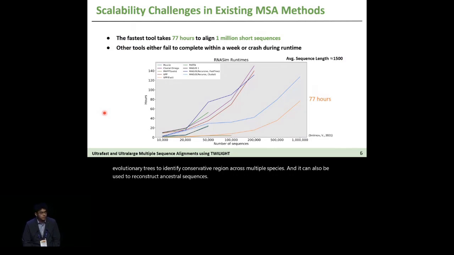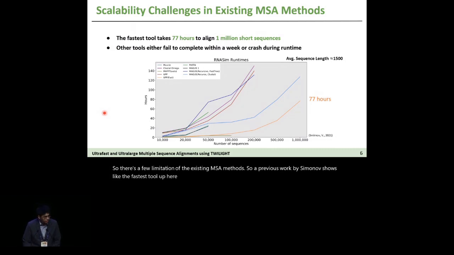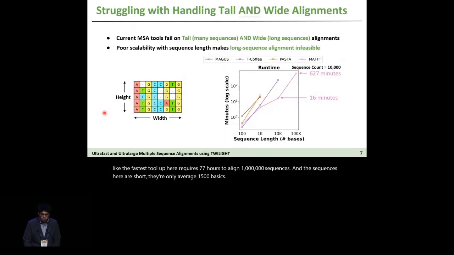There are a few limitations of the existing MSA methods. A previous work by Simonov shows that the fastest tool there requires 77 hours to align 1 million sequences. And the sequences here are short, only 1,500 bases on average. Also, none of these existing MSA tools can handle tall and wide alignment.